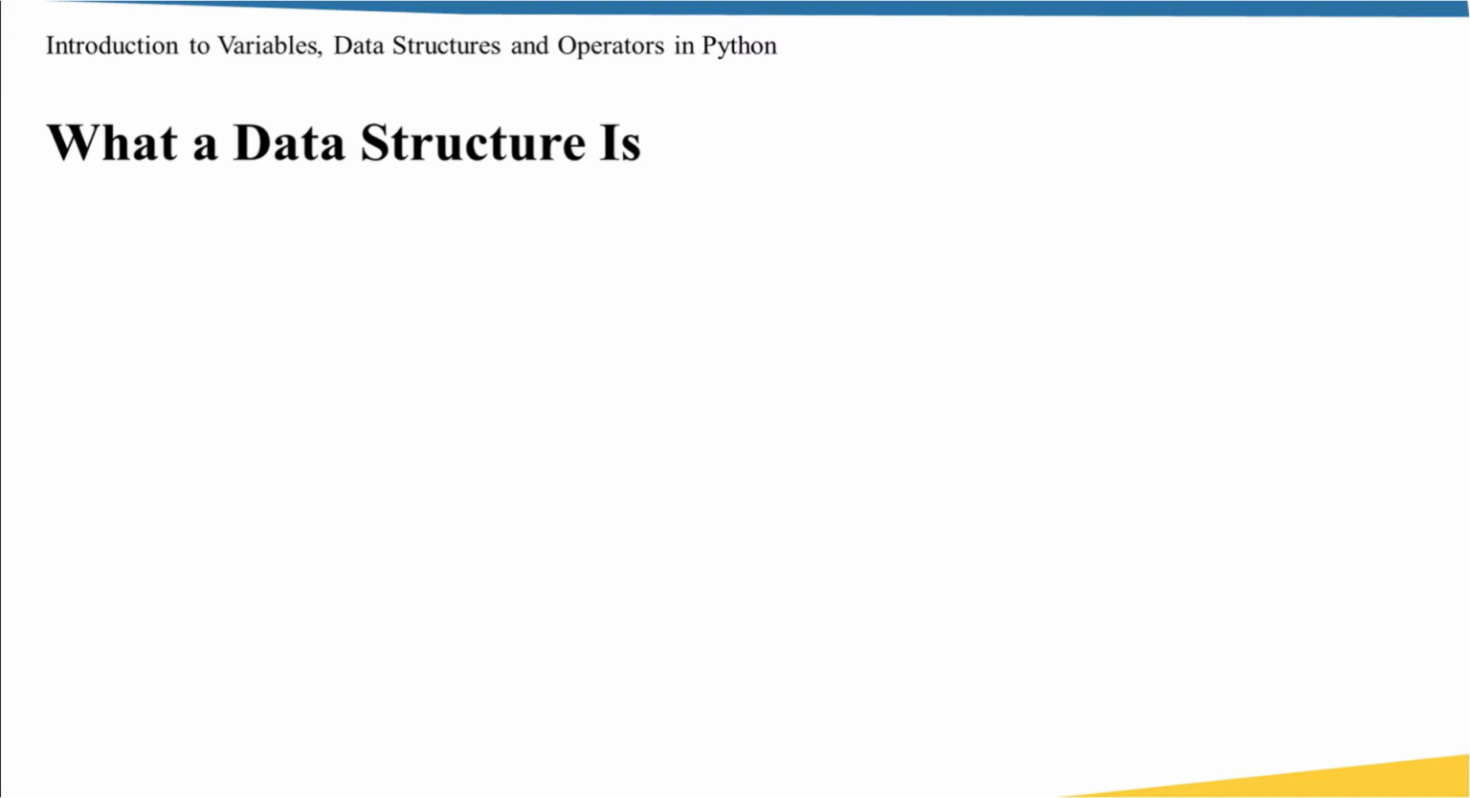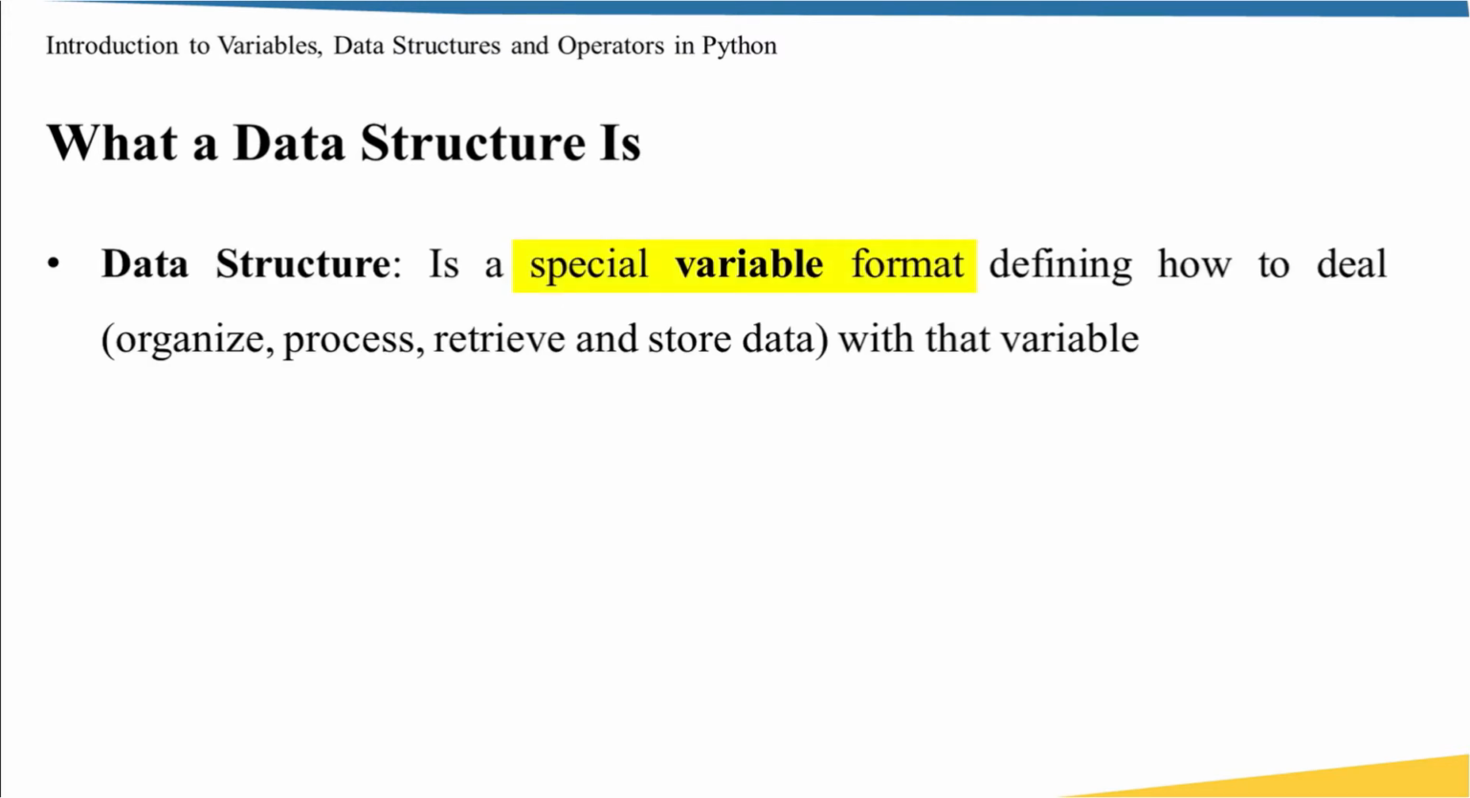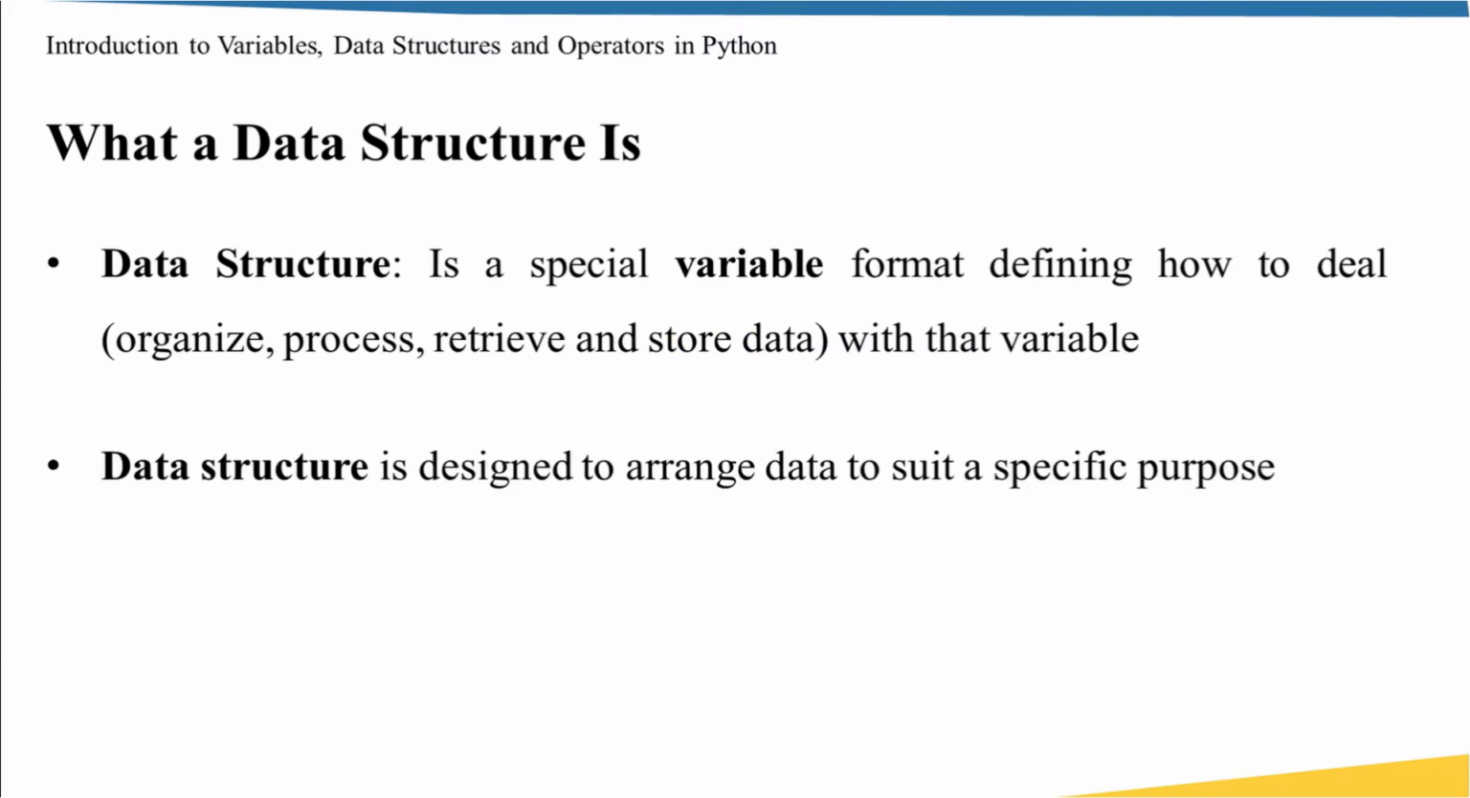Now let's talk about data structures. Data structure is a special variable format defining how to deal with the variable. I mean by deal here, organize, process, retrieve, and store data inside the variable. In Python, like any other programming language, data structure is designed to arrange data to suit a specific purpose. For example, if you want a data structure to define a collection of ordered items, you have to use a list. Whereas if you want to make your data structure as a read-only memory, you have to use a tuple. Tuple and list are two data structures available in Python, and we are going to learn about these two data structures in details in the future, so don't worry if you are not familiar with these concepts right now.